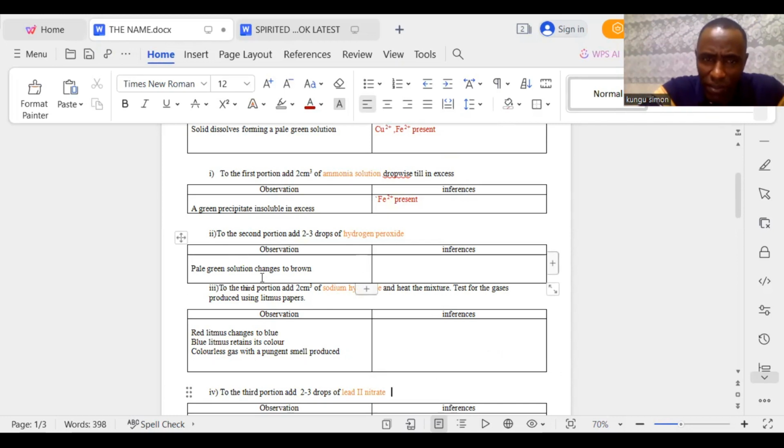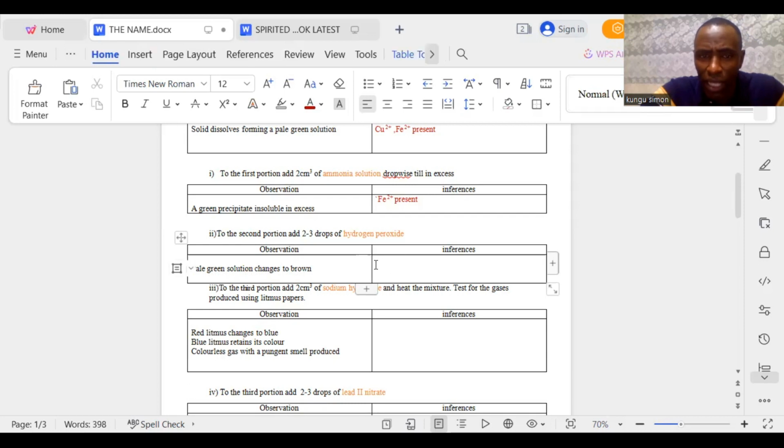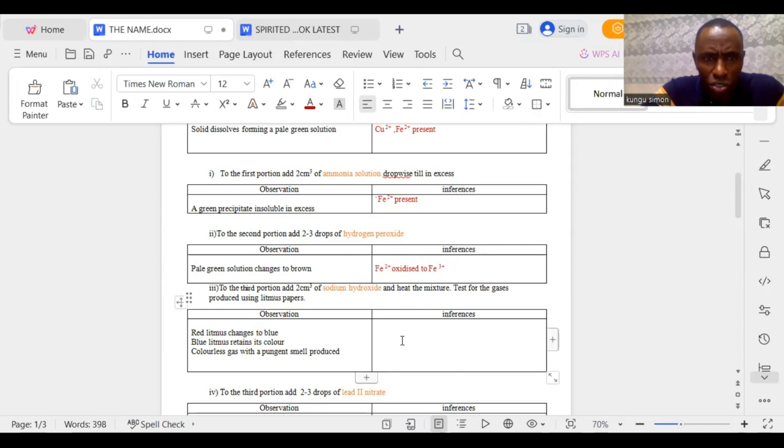Now, what do we expect here? Let's look at this scenario. We are talking about a pale green solution changing to brown. How do you make an inference when you see such an observation? Automatically, what you need to do is just to say iron 2 ions oxidized to iron 3 ions. It is important to know the colors of both iron 2 and iron 3 to be able to understand what exactly is happening. Therefore, iron 2 ions oxidized to iron 3 ions. And we can go to the other portion.